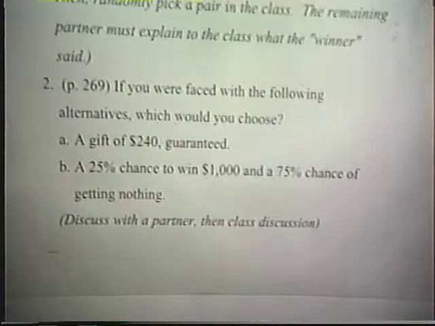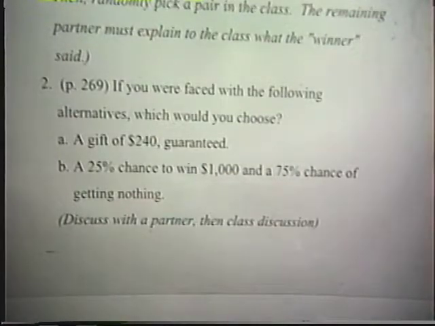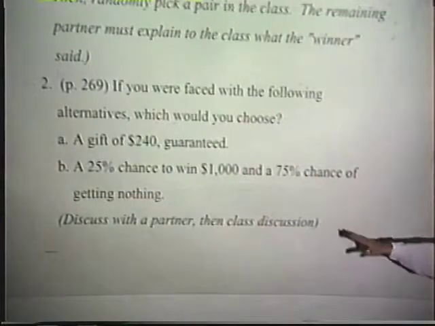If you were faced with the following alternatives, which would you choose? A gift of $240 guaranteed, or a 25% chance to win $1,000 and a 75% chance of getting nothing. So don't discuss with a partner. Just write down your answer and then we're going to discuss.